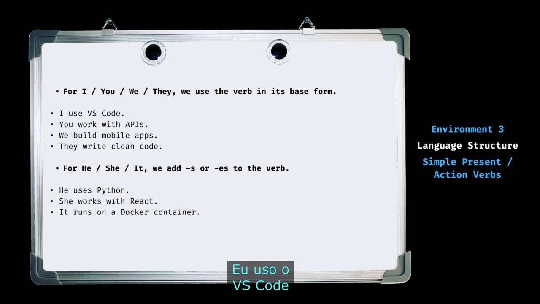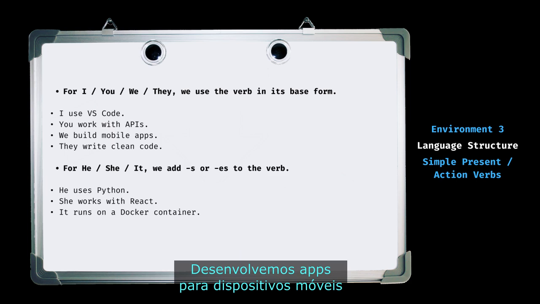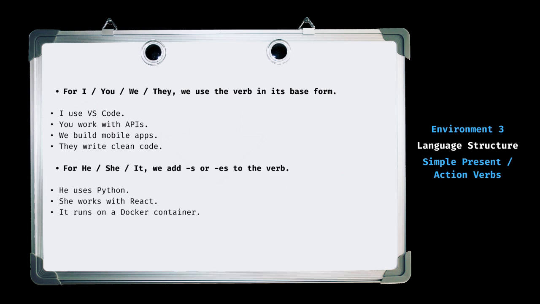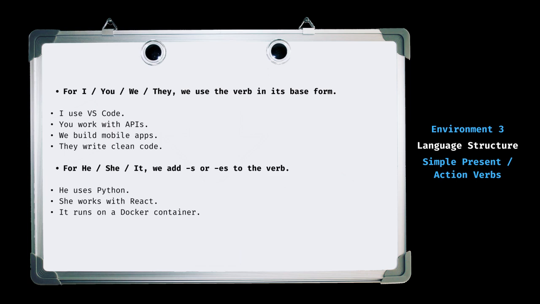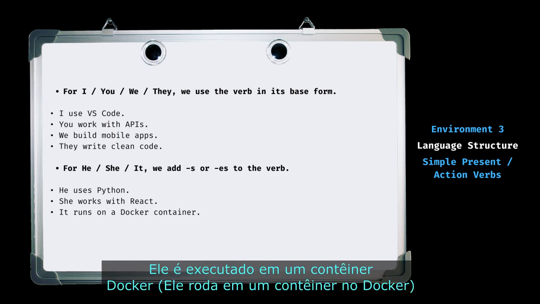I use VS Code. You work with APIs. We build mobile apps. They write clean code. For he, she, it, we add s or es to the verb. He uses Python. She works with React. It runs on a Docker container.